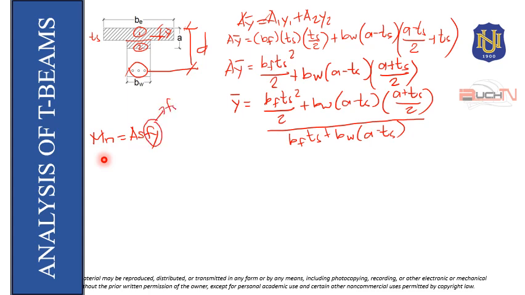So, this will be FS, para hindi masyadong madugo yung equation natin. Then, ang magiging moment arm will be D minus Y bar. So, yan na ngayon yung magiging nominal moment capacity of the beam coming from this method. Then, automatically, makukuha na natin yung ultimate moment capacity kapag minultiply natin yung nominal moment capacity dun sa reduction factor.